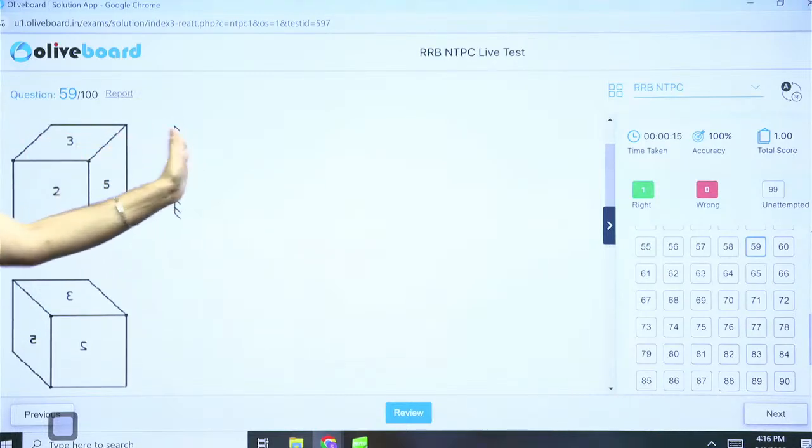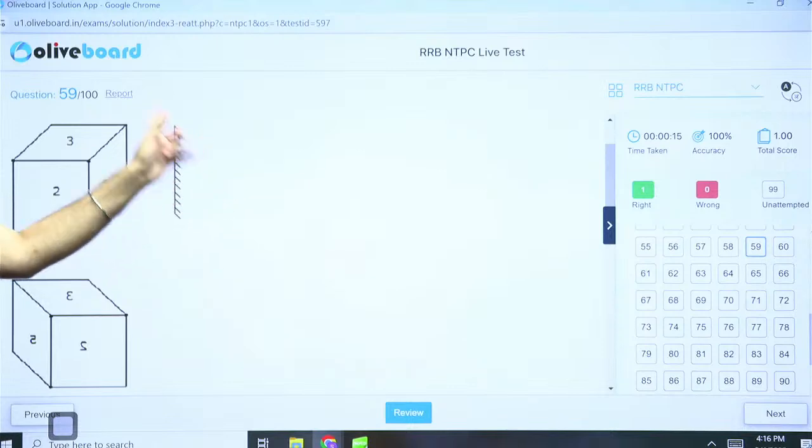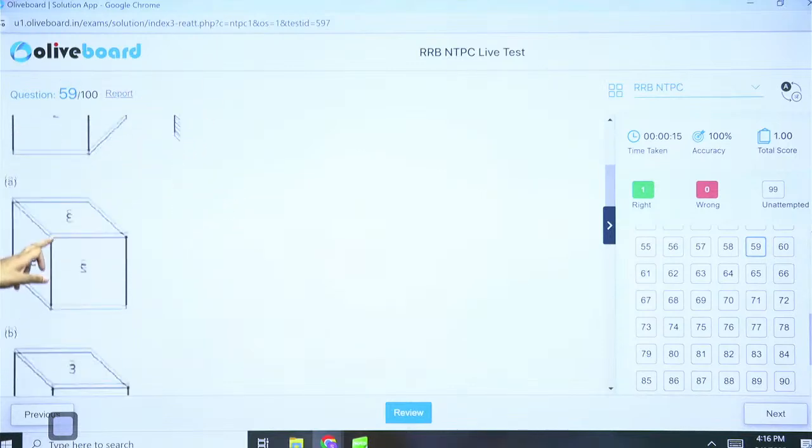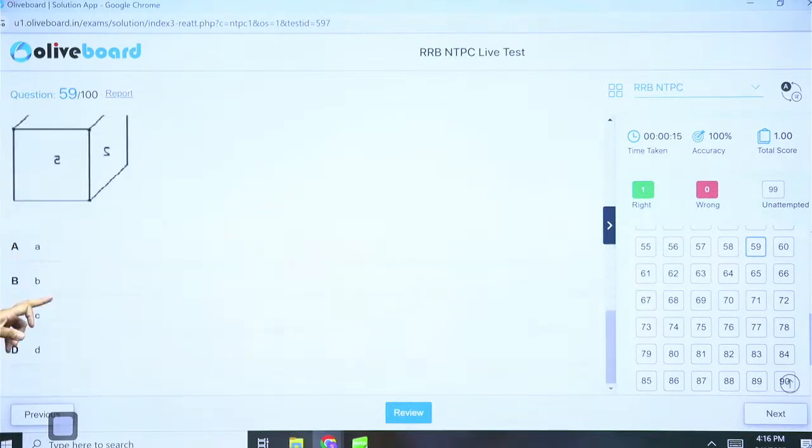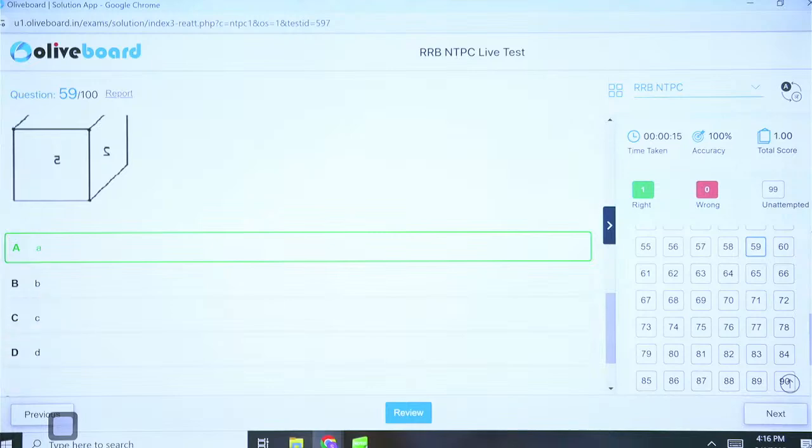We'll have a 5 here, 2 outside here, 2 outside here, 3 on top, 3 on top. Right? So option A, figure A will be the right answer. Very easy question. Simple observation based, nothing much.